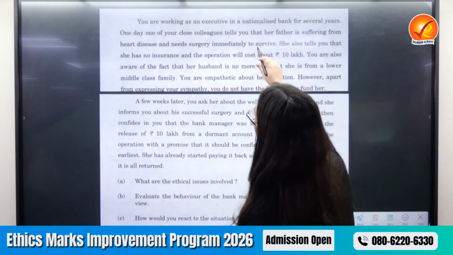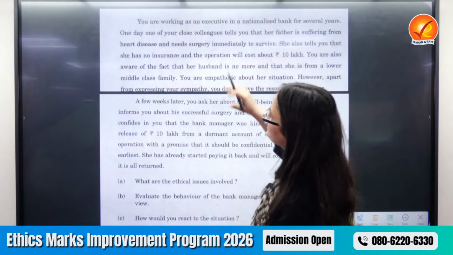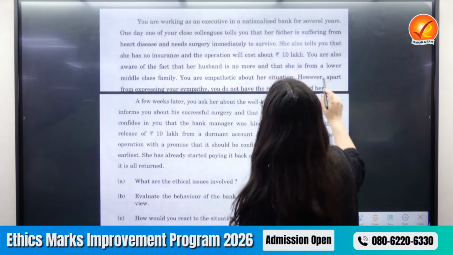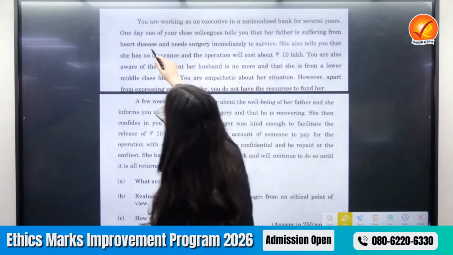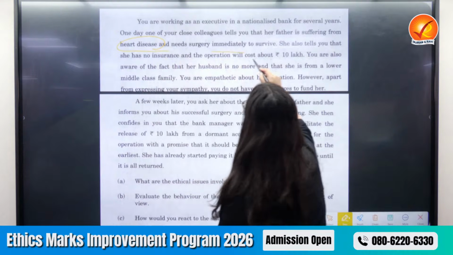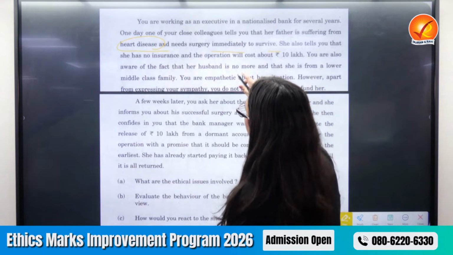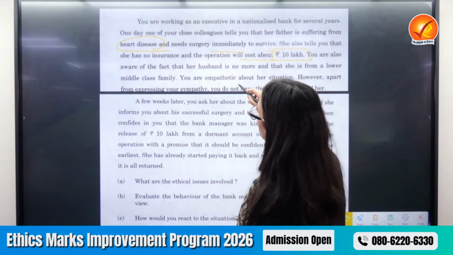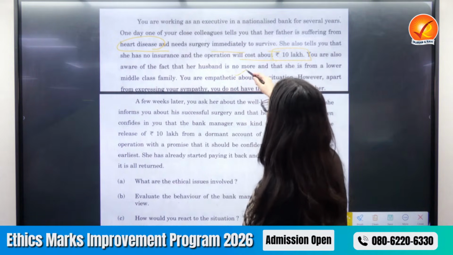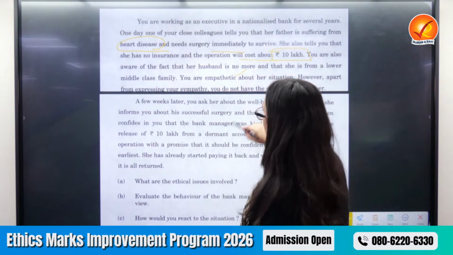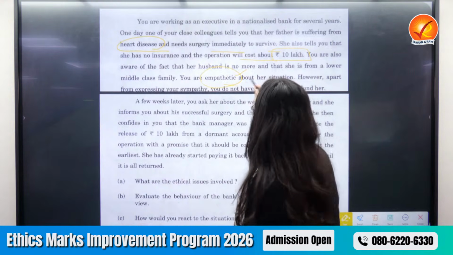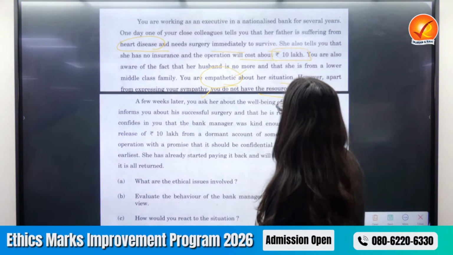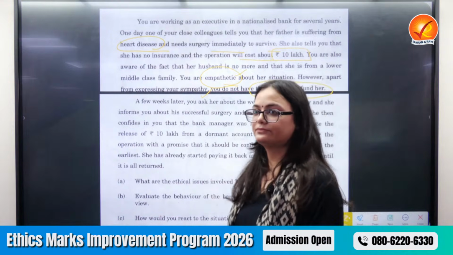You are working as an executive in a nationalized bank for several years, right? One day, one of your close colleagues tells you that her father is suffering from a heart disease and needs surgery immediately to survive. She also tells you that the operation will cost about 10 lakhs. You are aware that her husband is no more and she is from a lower middle class family. You are empathetic about her situation. However, apart from expressing sympathy, you do not have the resources to fund her.